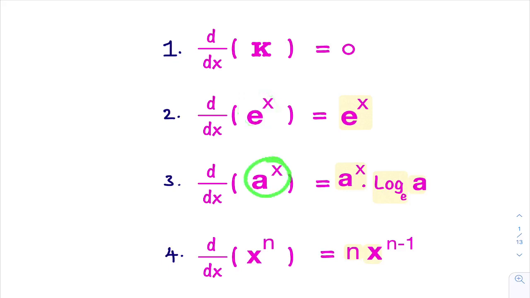Now you see a power x. What is this dy dx of a power x? It means derivative of a power x with respect to x. Derivative of a power x is a power x into log a base e. To memorize this, derivative of a power x starts with a power x only. A power x into log a base e. So derivative of a power x is what? A power x into log a base e. So you learn three formulas. First one, derivative of constant is 0. Second one, derivative of e power x is e power x. Third one, derivative of a power x is a power x into log a base e.